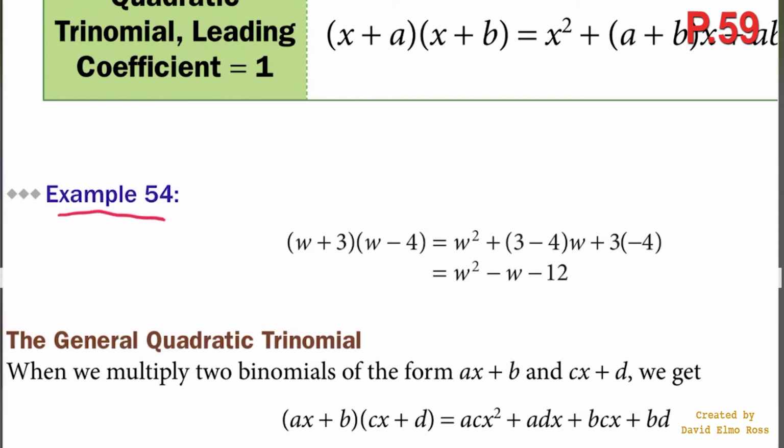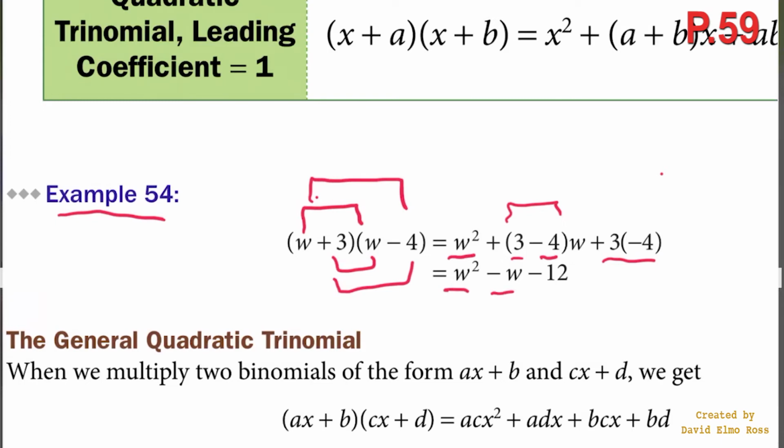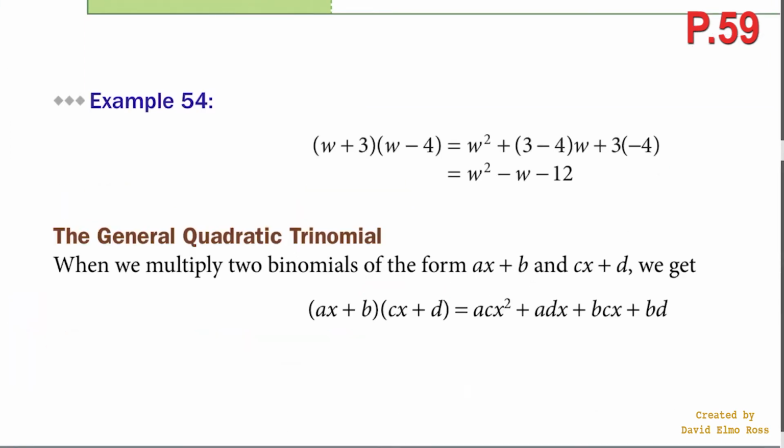In example 54, we have again first, which is w squared, outside, which is minus 4w, inside, which is positive 3w, which gives us a 3 minus 4w term here, and finally the last, which is minus 12. So when you combine these terms, what you're going to get is w squared, 3 minus 4 is minus w, minus 12.